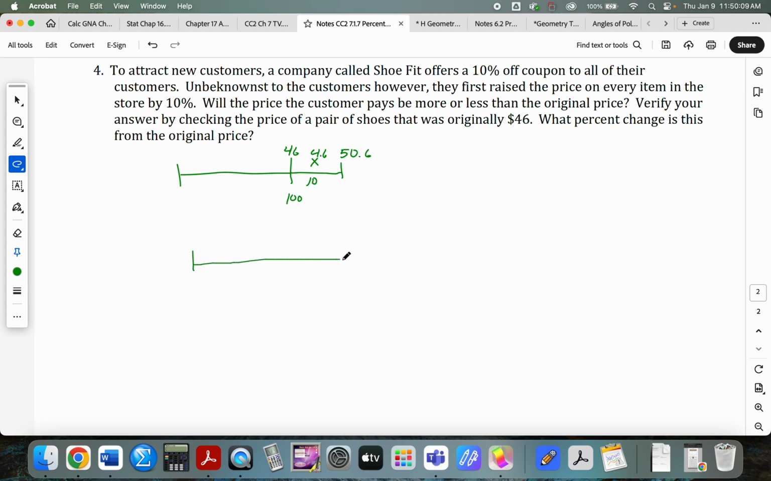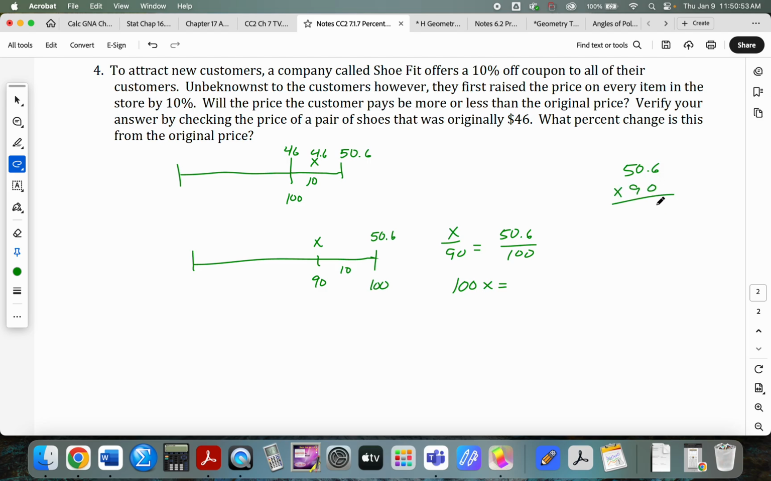Now we're going to take that, and that's going to be my new 100%. And we're going to take 10% off. So you're only going to pay 90% of that. And we want to know not just how much was taken off, but what's the new price going to be? So X over 90 is equal to 50.6 over 100. So 100x equals, let's see, 50.6. I told you could use your calculators on that.